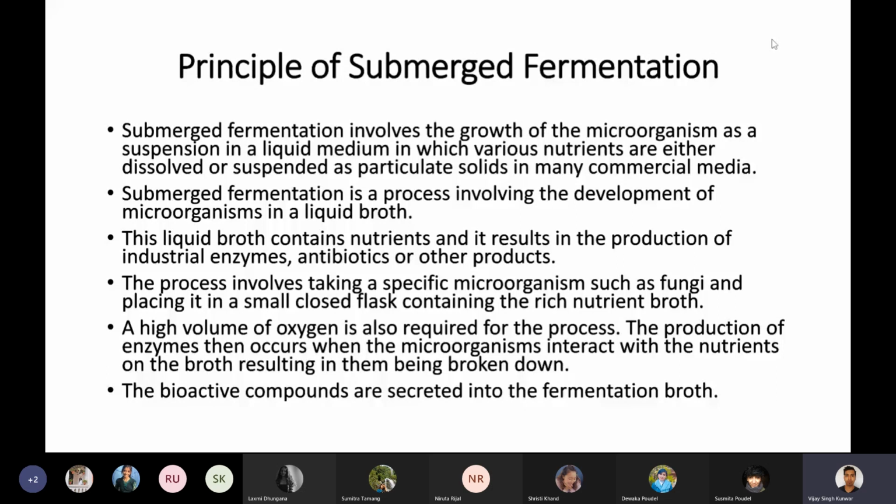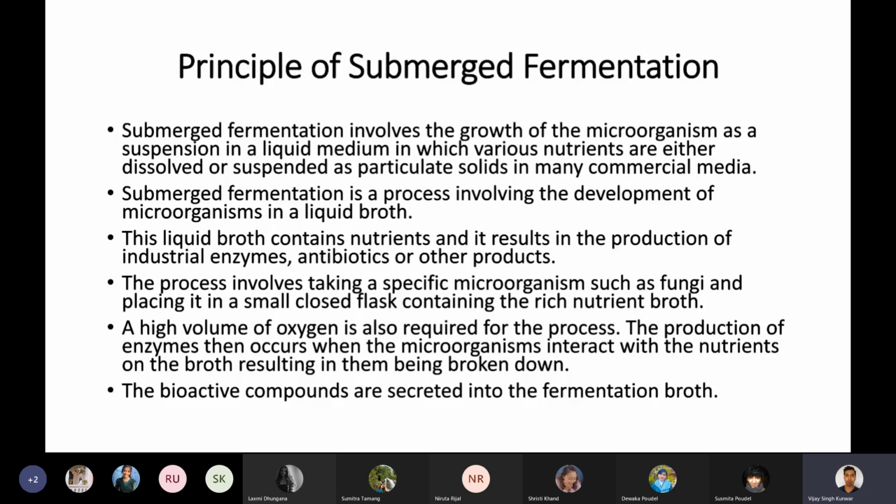The microbes use this nutrient medium, and then they grow and produce primary metabolites, and they also generate the desired secondary metabolite. Submerged fermentation is a process involving the development of microorganisms in a liquid broth, right? So biotransformation happens in suspension, or in the liquid condition. This liquid broth contains nutrients and it results in the production of industrial enzymes, antibiotics, or other products. So a variety of products can be produced in the liquid broth, or in submerged fermentation.